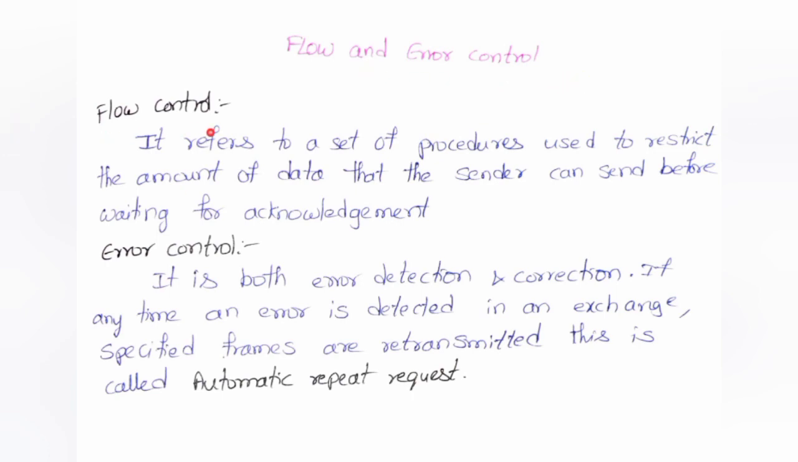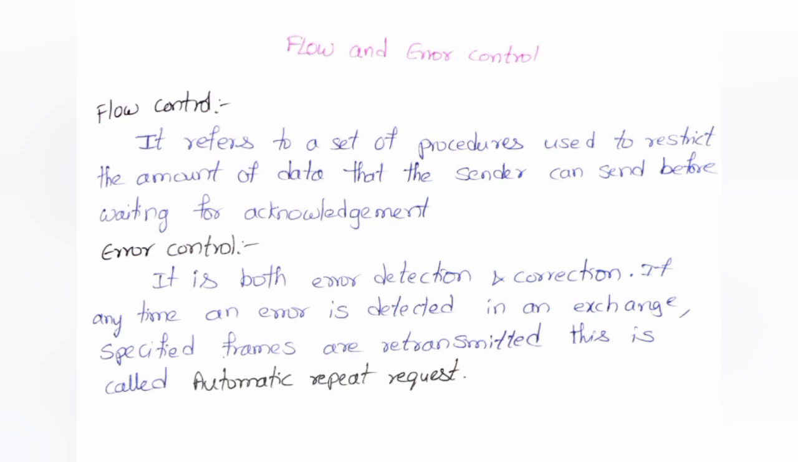So first of all, what is flow control? Flow control refers to a set of procedures used to restrict the amount of data that the sender can send before waiting for an acknowledgement. Here there is a fast sender and a slow receiver. The sender is sending multiple frames and the receiver is not able to catch all the frames sent by the sender. So at that time there is a loss of packets. To restrict this, we are using some flow control mechanisms.